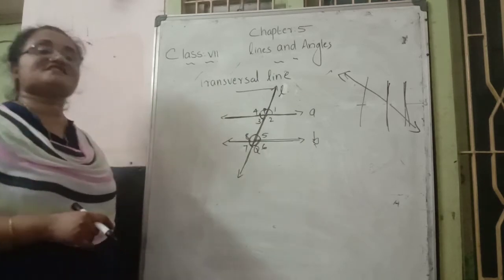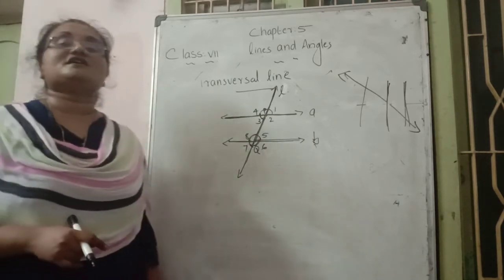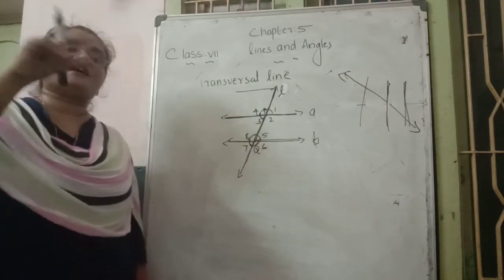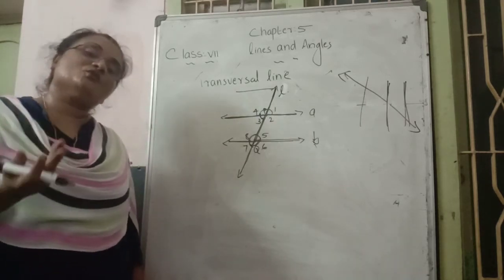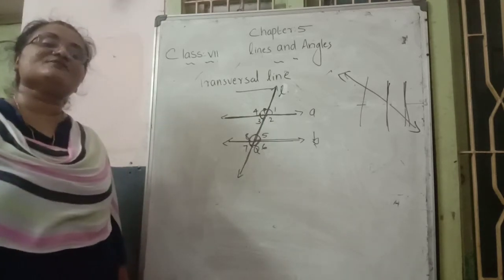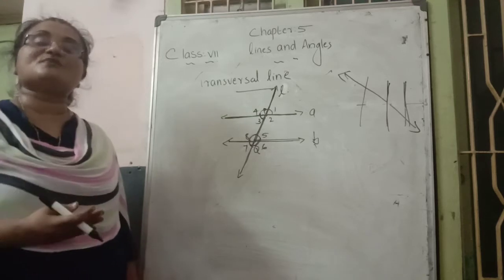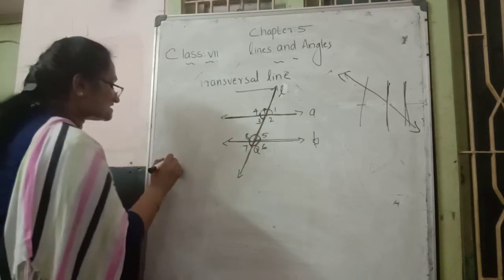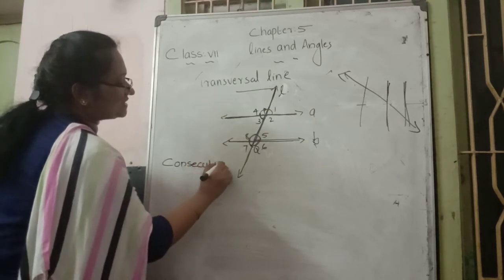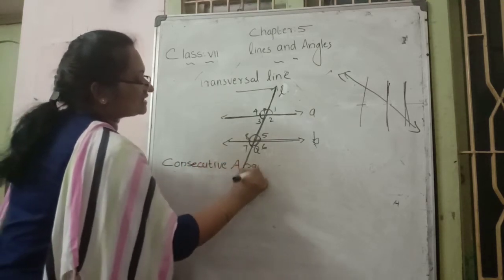Here, the transversal line makes some different types of angles. Transversal line means 2 or more parallel lines cut by a transversal line; they make different types of angles. One angle name is the consecutive angle. First angle name, the consecutive angle.